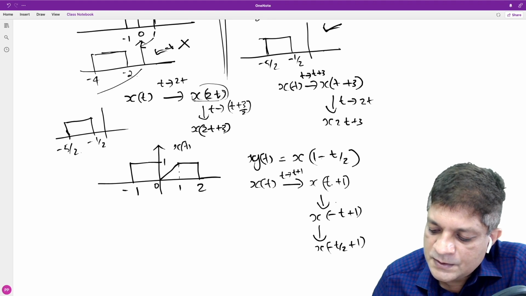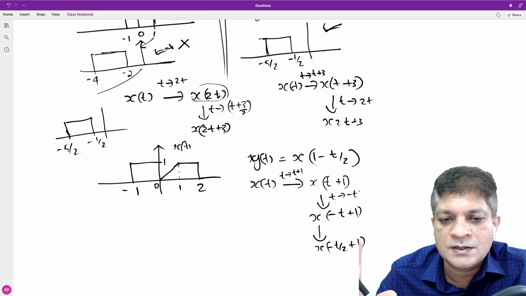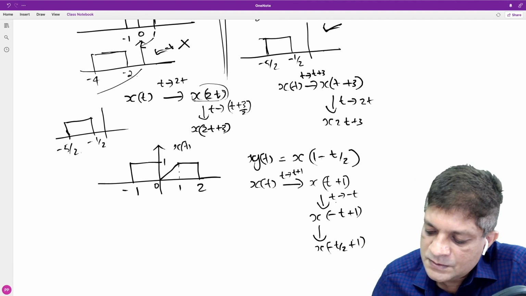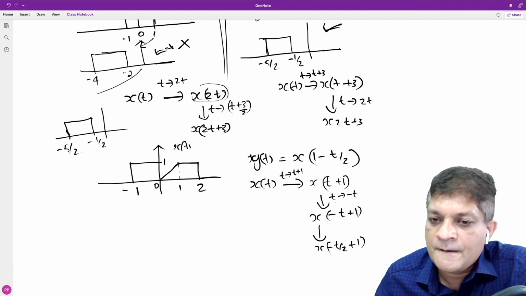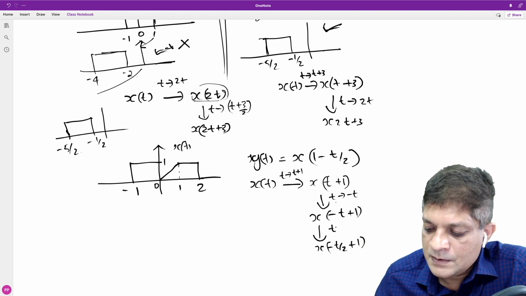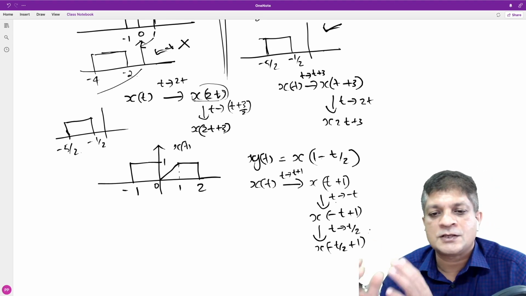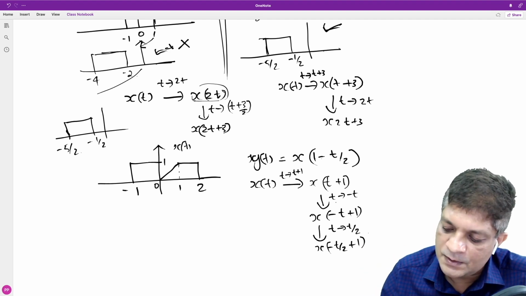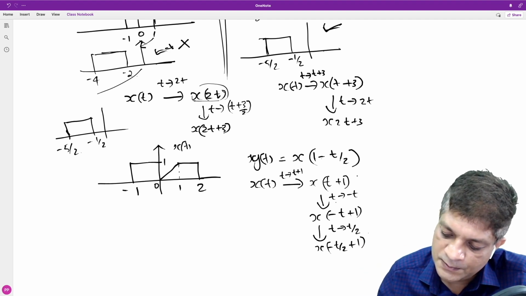The second operation is time reflection. We are replacing t with -t, reflecting the signal. And the third operation is, we are replacing t with t/2. That means we are expanding the signal by a factor of 2. Now let's see the corresponding signals.